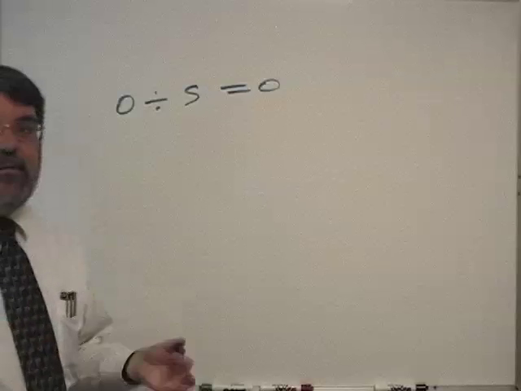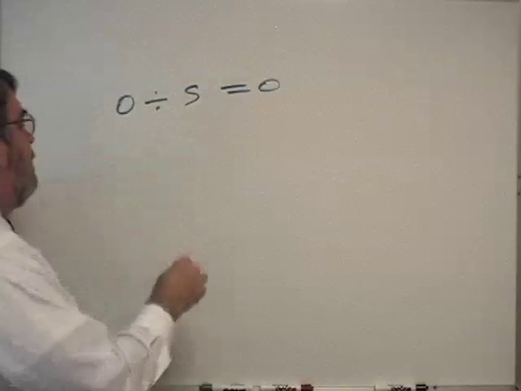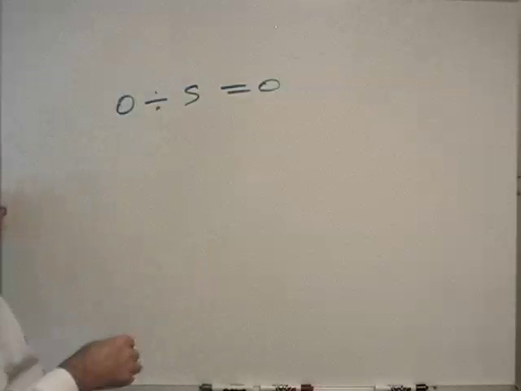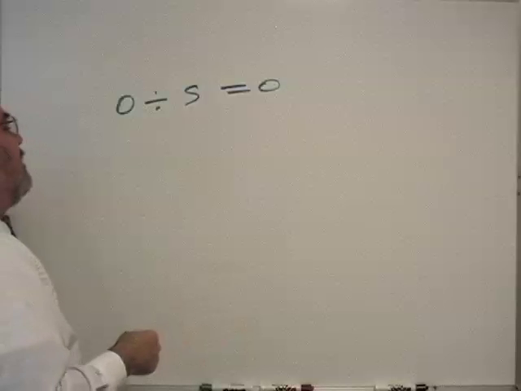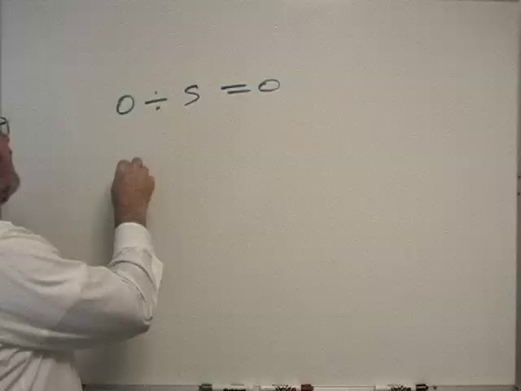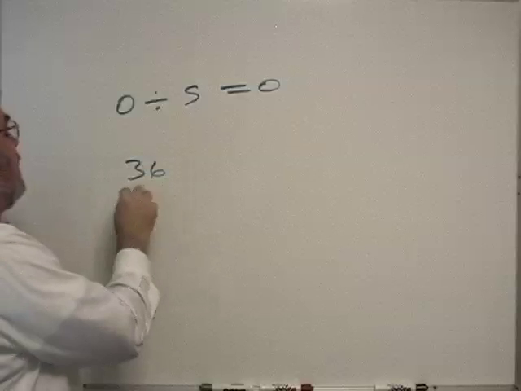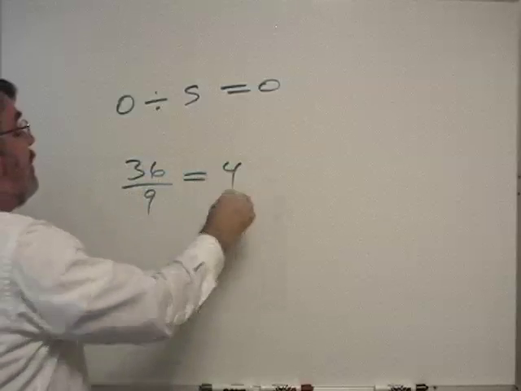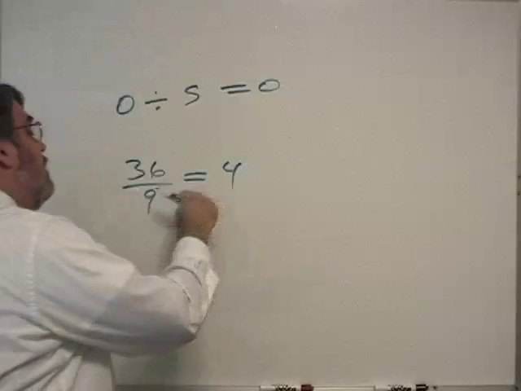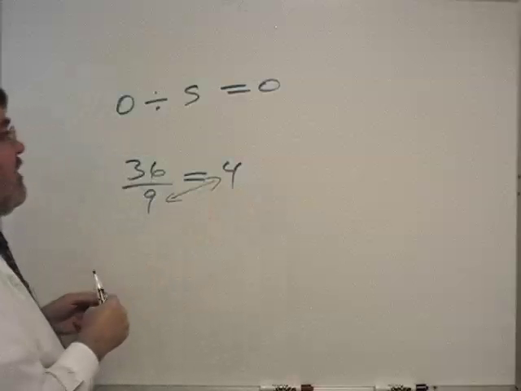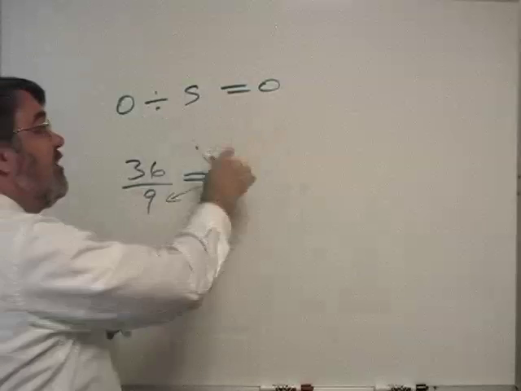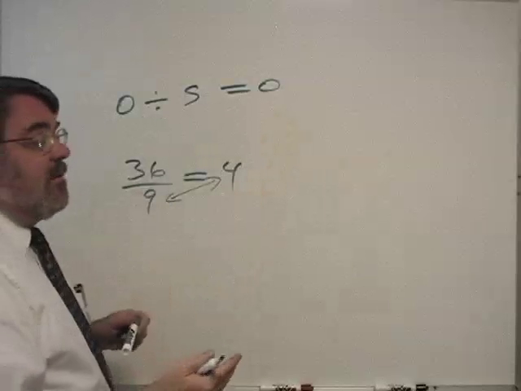Well, the way division works, how did you learn division? You probably learned division, I'm sure, after you learned multiplication. And division is sort of an opposite to multiplication. So, for example, if you took 36 divided by 9 and got 4, you learn that because 9 times 4 is equal to 36. And so 0 divided by 5 is 0 because 5 times 0 is 0.